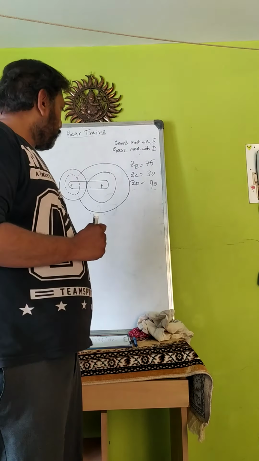Which is the compound gear? DE is the compound gear, and gear C is the output gear. So now what are we supposed to do? We have to find the speed and direction of the gear C.